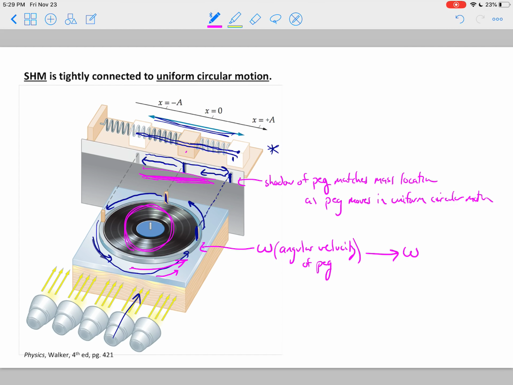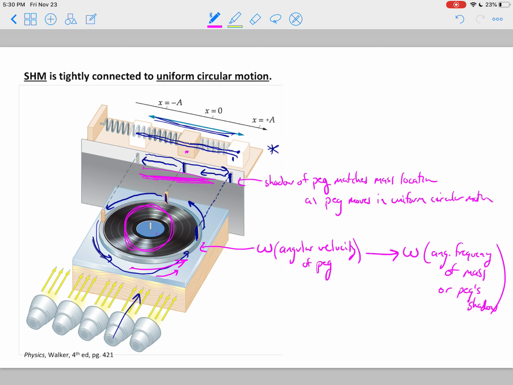It needs to correspond to omega, the angular frequency of the mass, or of the peg's shadow. It turns out they're the same. We're using two different names here for exactly the same quantity because I can think of this two different ways. Even as the mass is just moving linearly back and forth, I can imagine one repetition as being one trip around the circle, and I get the exact same results. All the math is identical.